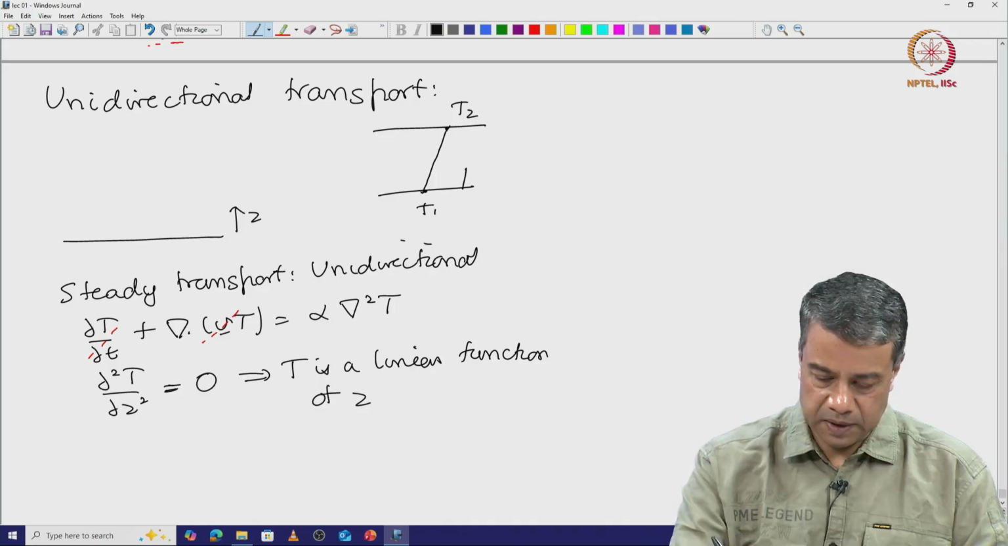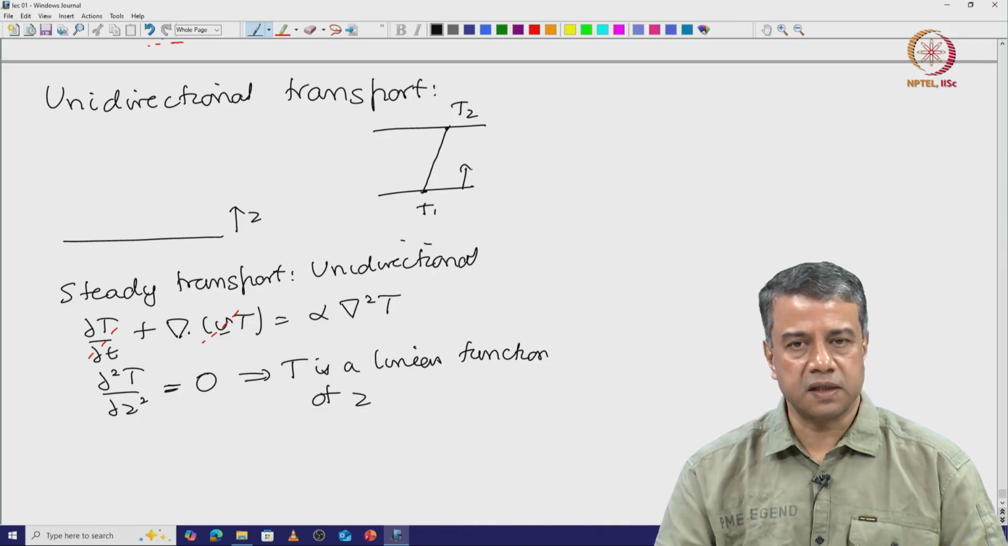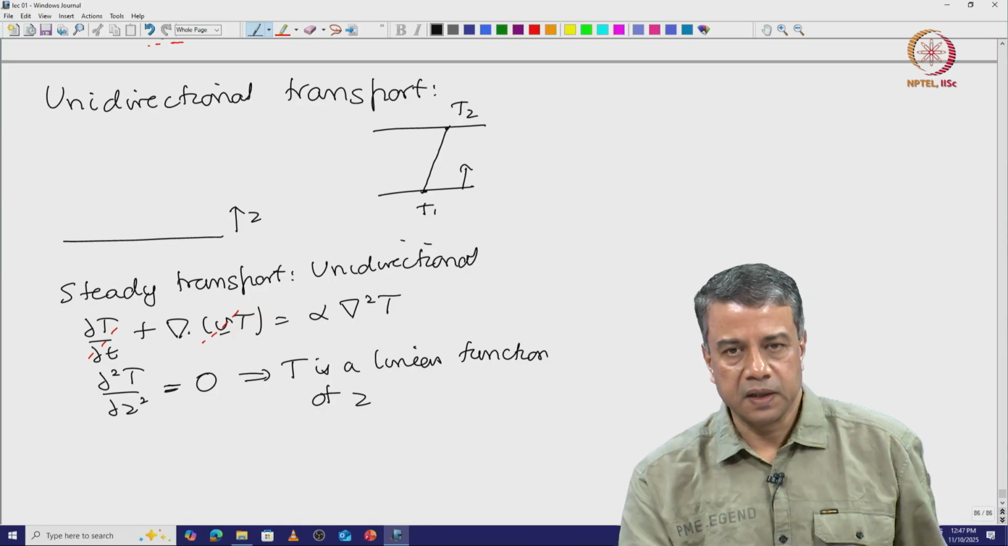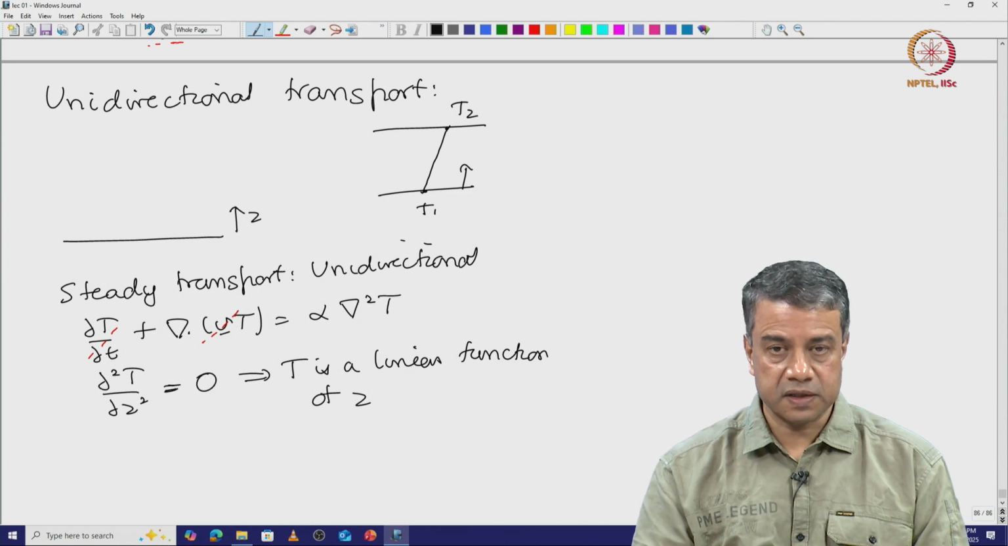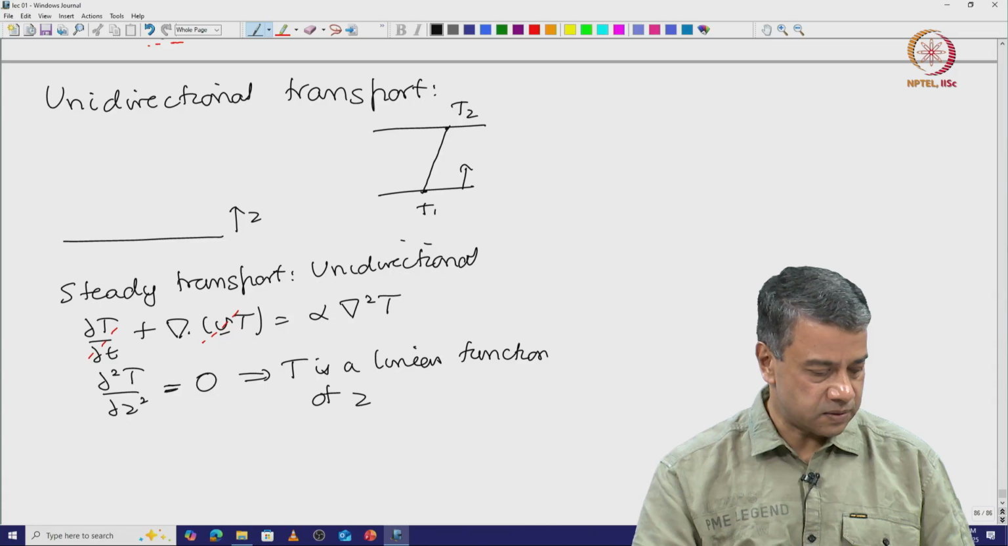Distance z between these two. Okay. So, for steady transport in the Cartesian coordinate system, the slope of the temperature has to be a constant, second derivative has to be 0. Basically, it says that the heat flux is equal to 0. Okay. So, that is what is meant.